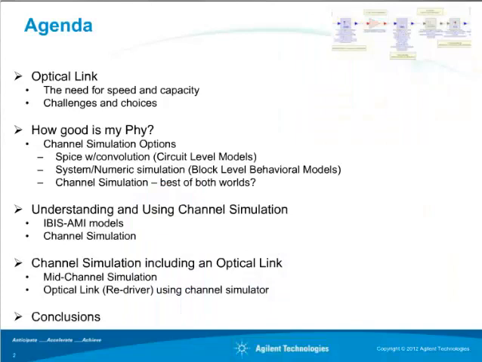So here's the agenda for the presentation. You'll see that we will look at some of the market drivers, the need for speed and capacity in optical links. We'll then look at some of the choices for simulating a channel. Then we'll look at channel simulation as a specific topic, and particularly at the modeling that's required for that kind of simulation and the simulation technique itself. Then we'll look at a specific case of using channel simulation, including an optical link.